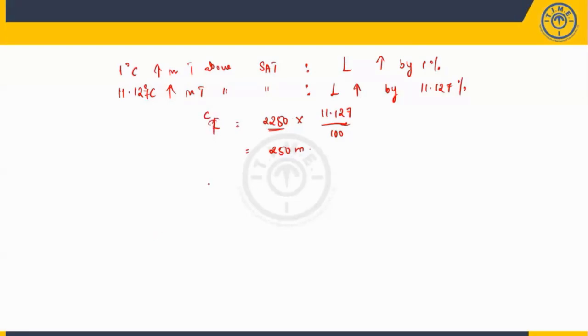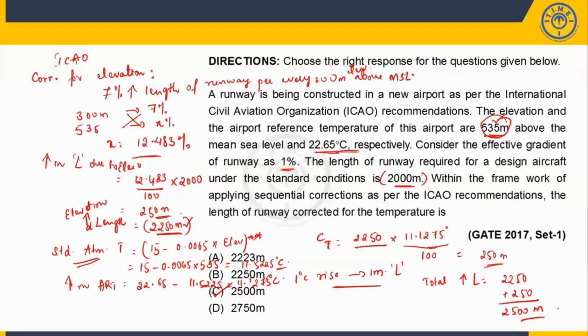Now already we have 2250 after doing the correction for elevation, plus correction for temperature is 250. So length after temperature correction is 2250 plus 250 is 2,500. 2500 meter.